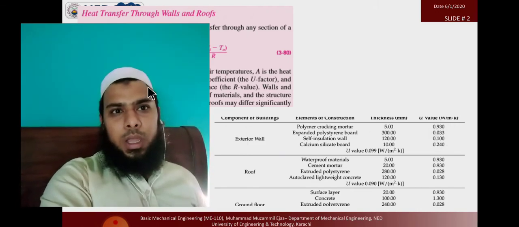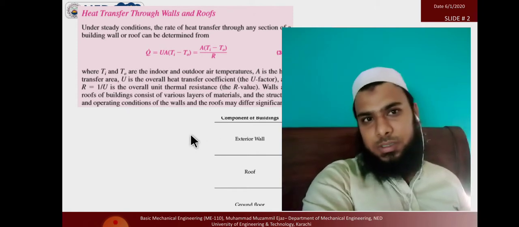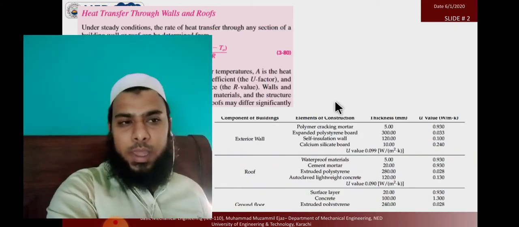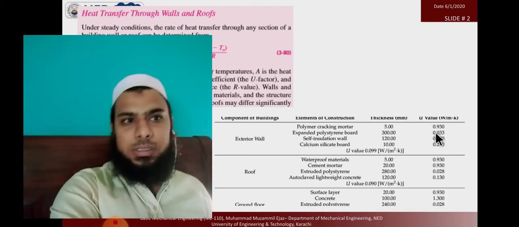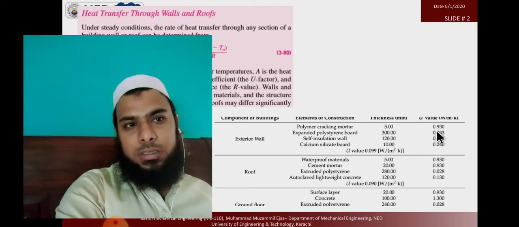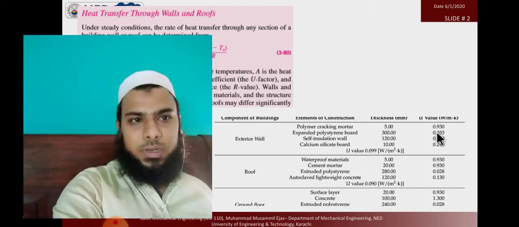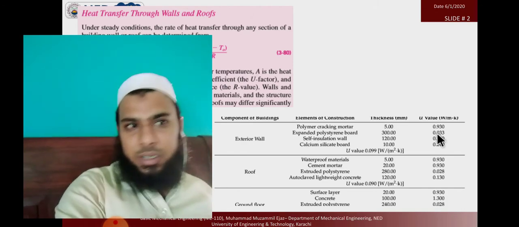Okay, let's do one numerical which was left from our previous lecture. You will get a better understanding of the U value and thermal resistance, the equivalent thermal resistance of different materials. When we sum all the resistances, we can easily calculate the U value, and we can also calculate the heat transfer rate without knowing the internal temperatures of the materials.